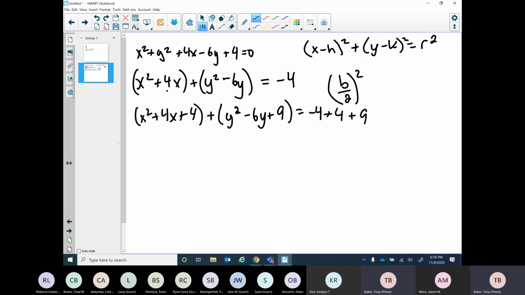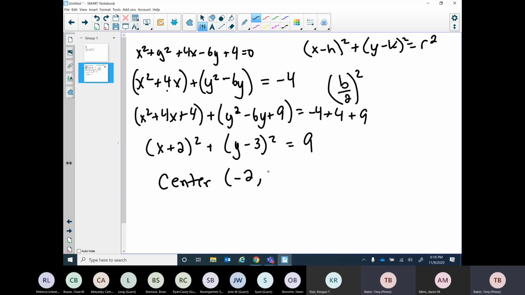So now, since we found them to be perfect squares, this becomes x plus 2 squared, and this becomes y minus 3 squared, and it equals 9. Now I have my center is at -2, 3, and my radius is 3.